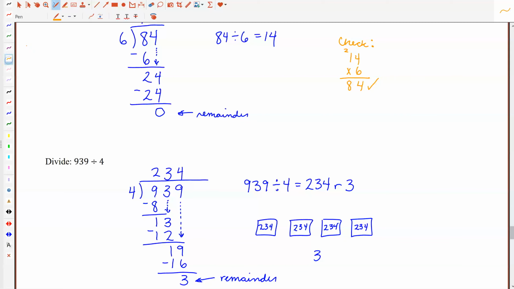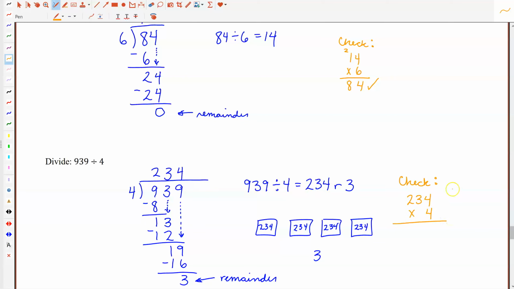Now again, we can check this. So to check division, we check it using multiplication, but because we have the remainder, we'll have this little leftover piece we have to deal with. So to check this, I would first say, what is 234 times 4?